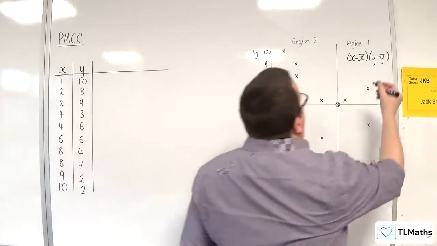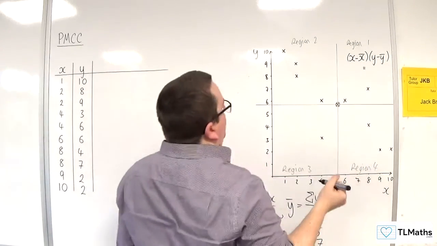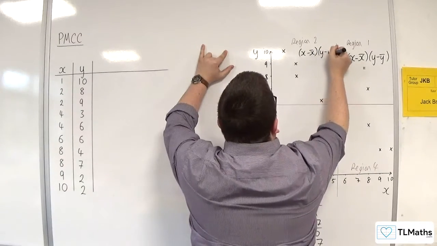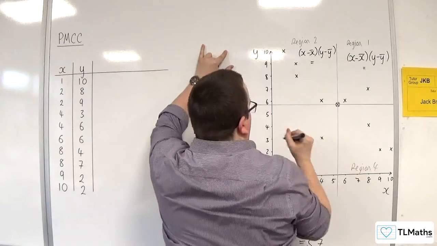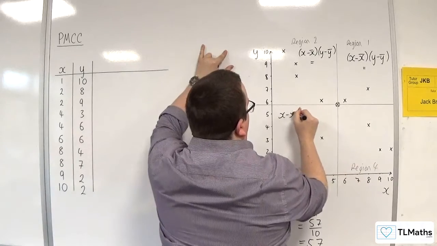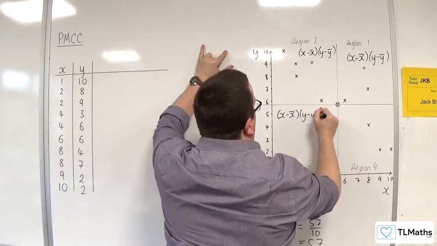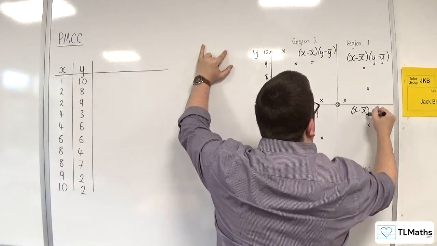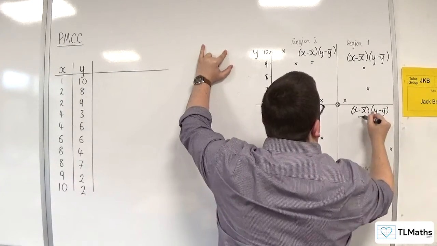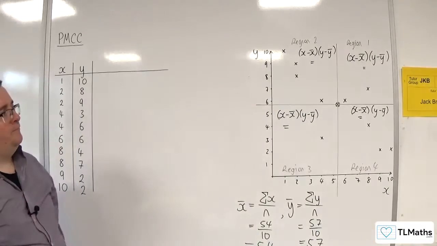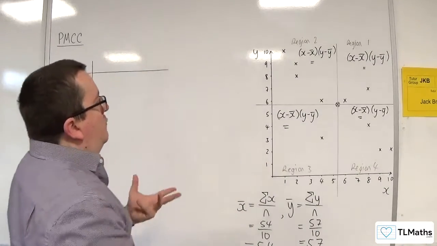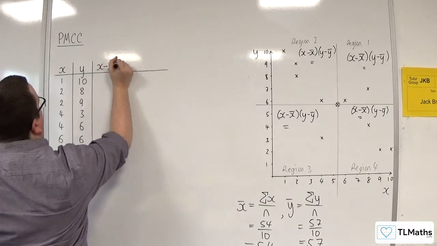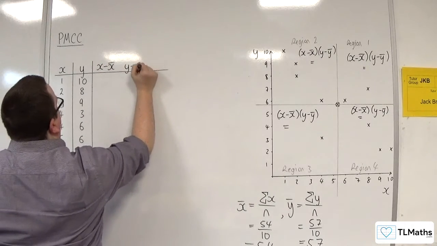Okay, so I'm going to work out what this is for each of the 4 regions. So we're going to have x take away x bar, y take away y bar for that region, x take away x bar, y take away y bar for this region, and x take away x bar, y minus y bar for this region as well. Okay, so let's look at region 1 first. So I'm going to need x take away x bar, and I'm going to need y take away y bar.